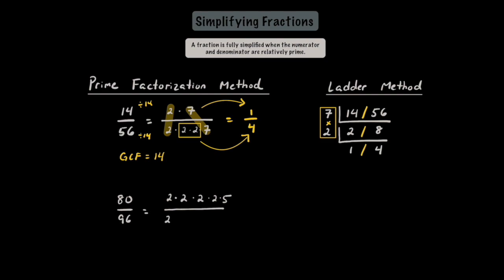Since 96 is even, I know I can divide it by 2. That gets us 48. 48 divides by 2 to get 24. 24 divides by 2 to get 12. 12 divides by 2 to get 6. And 6 divides by 2 to get 3.